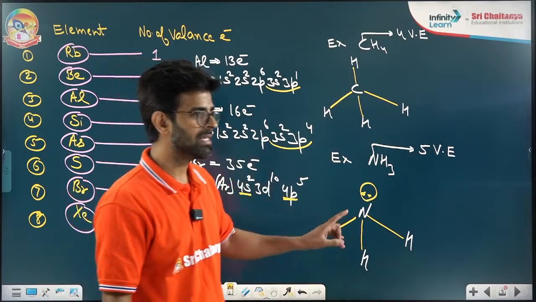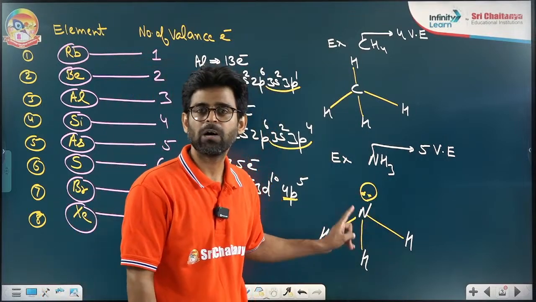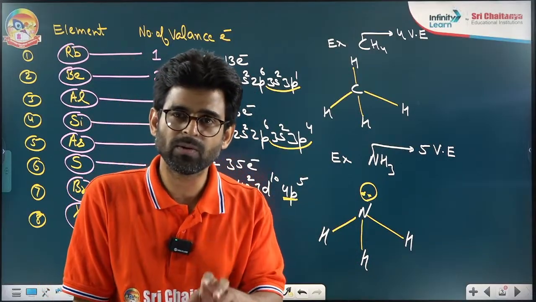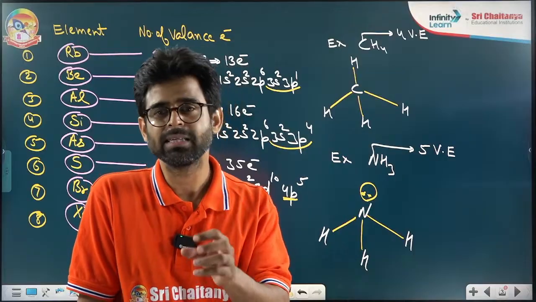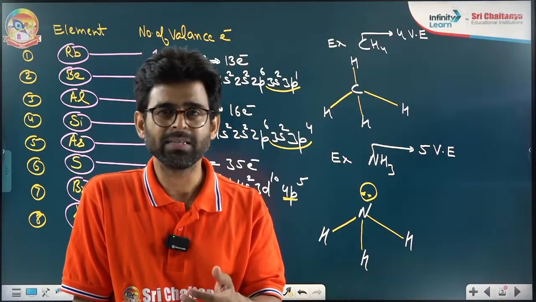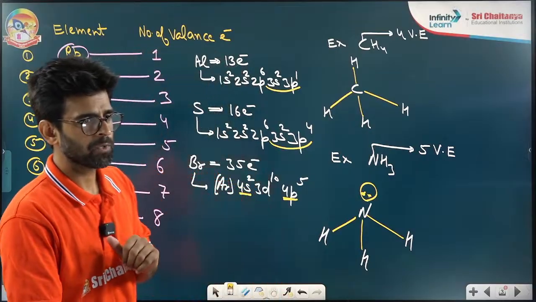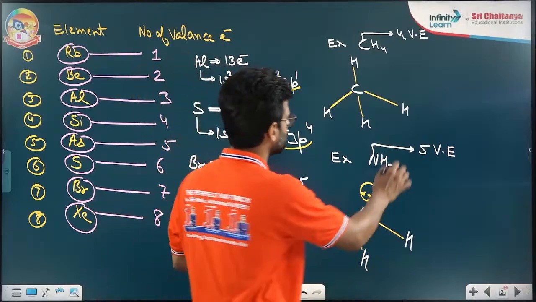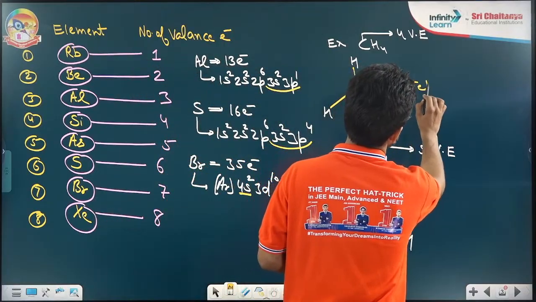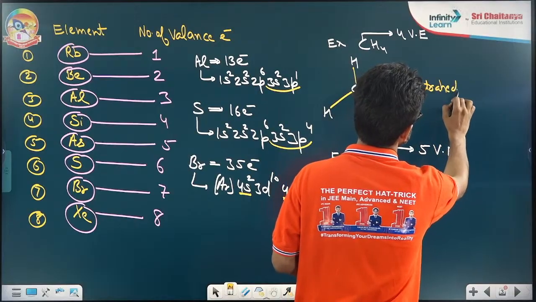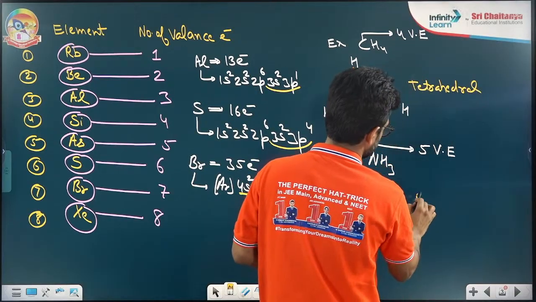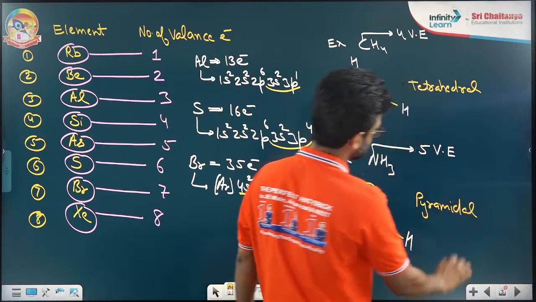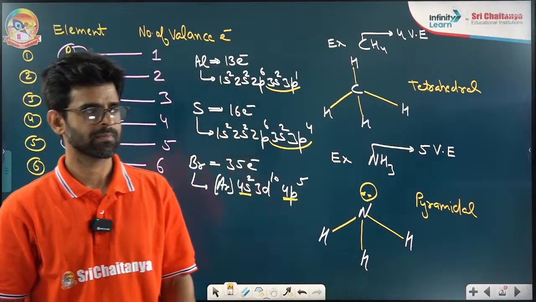Our task is to find how many sigma bonds, how many pi bonds, and how many lone pairs the central element has. If you know this, then you can easily tell the structure or shape from the VSEPR theory. You can tell this from the VSEPR table very easily. This is tetrahedral, but this is not our topic for today. Still, we can write this is tetrahedral. And this is pyramidal. This is coming from VSEPR theory.